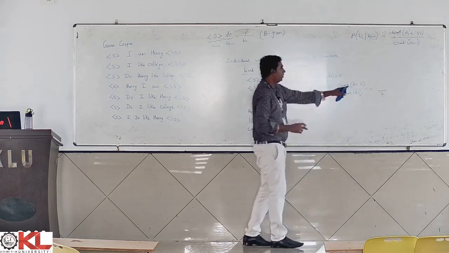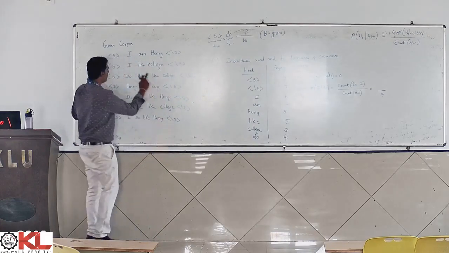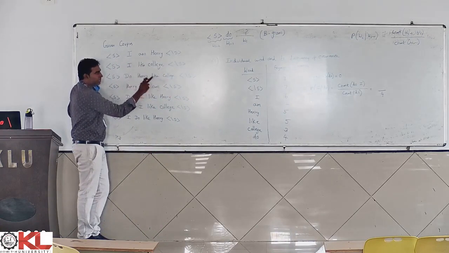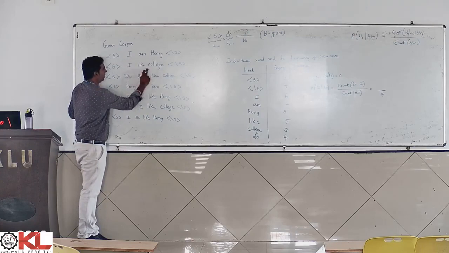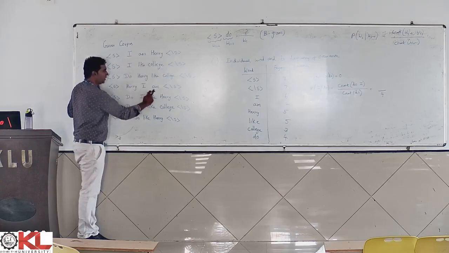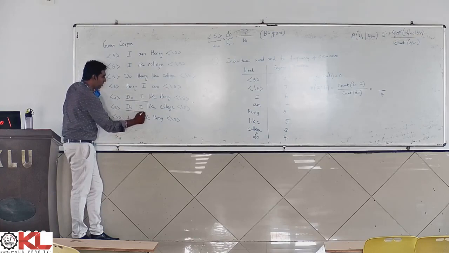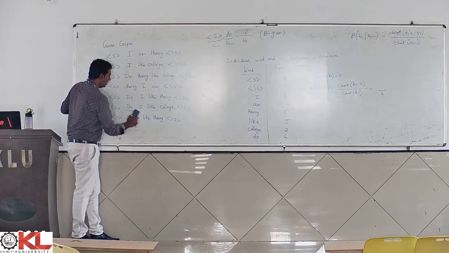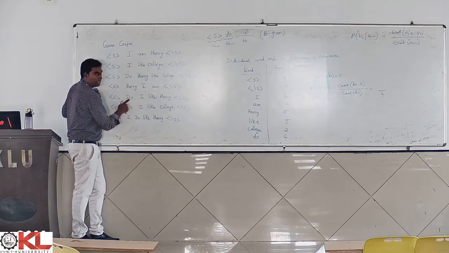Okay, so what about this one? Similarly, I am going to check in the corpus. I am checking how many times the sequence "do I" comes in the sentences. First one no, second one no, third one no, fourth one no. Fifth one, if you check here, "do I" comes. Sixth one also, "do I" comes. How many times does it occur? 2 times. So the count of occurrence of the words "do" and "I" together is 2 in the given corpus.